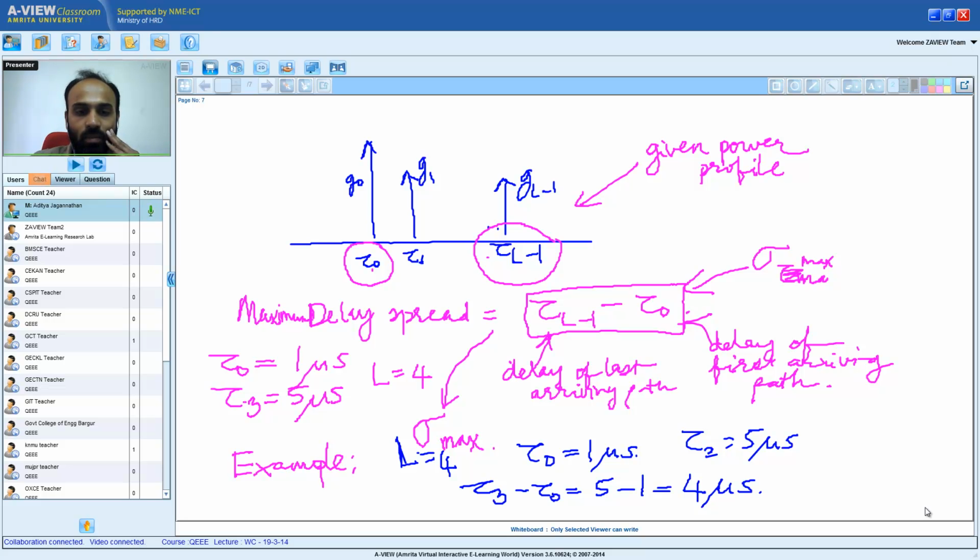So this is the maximum delay spread, that is sigma max. When can there be problems with this kind of a measure of delay spread?